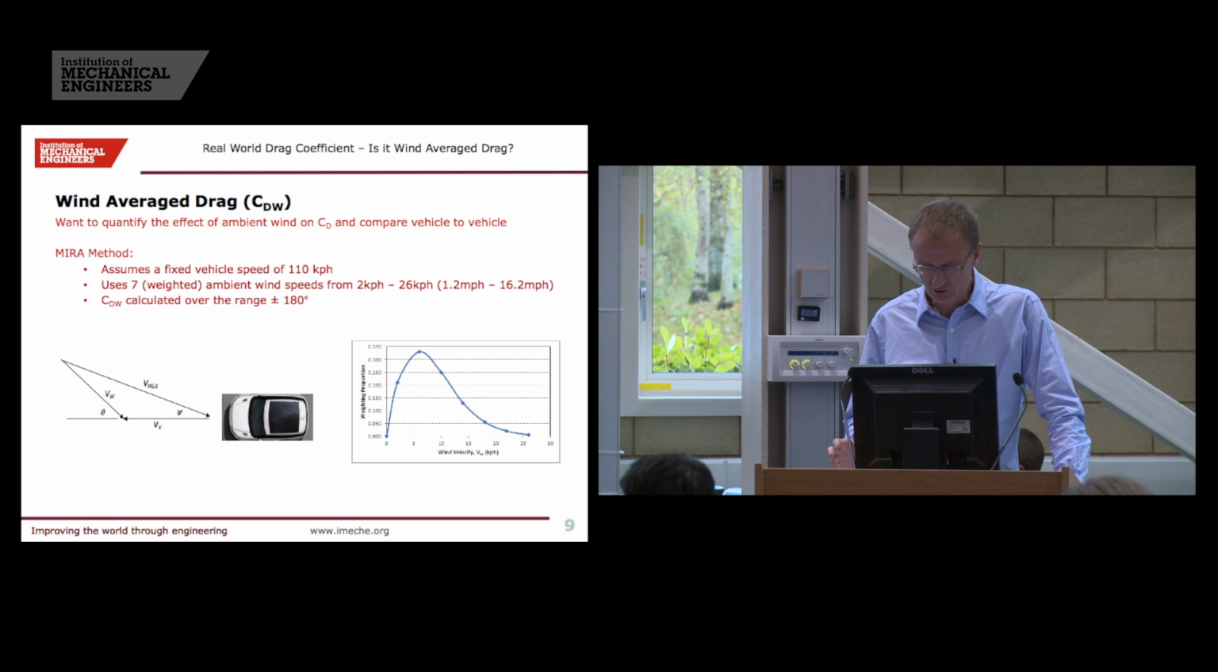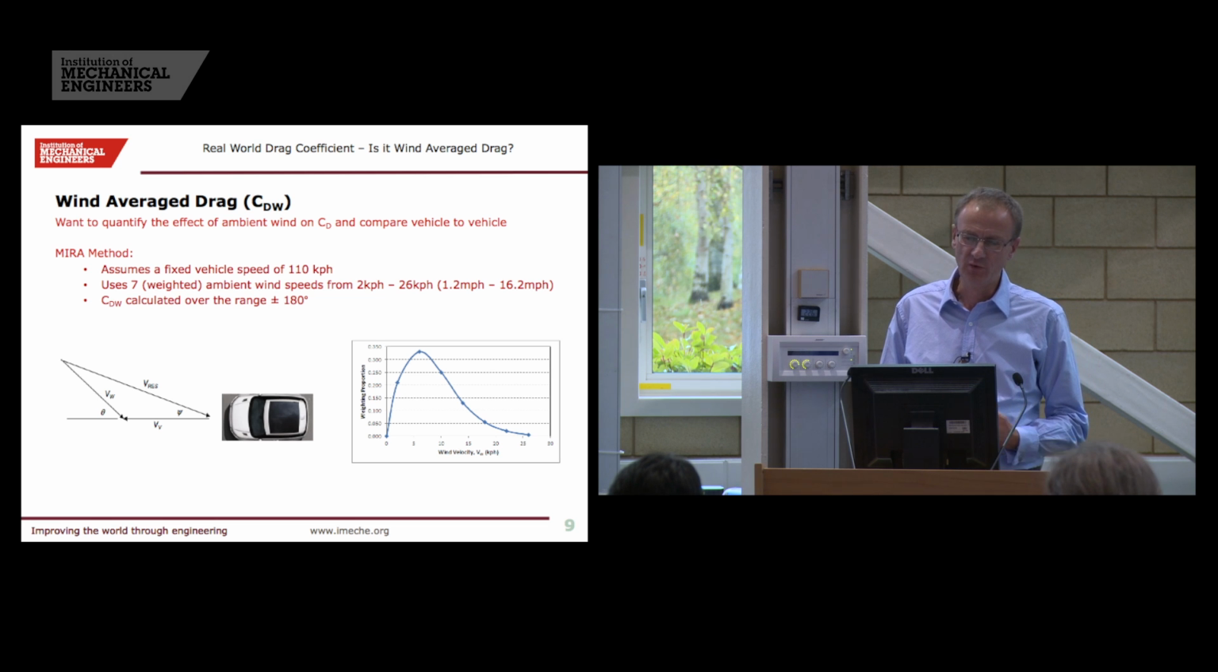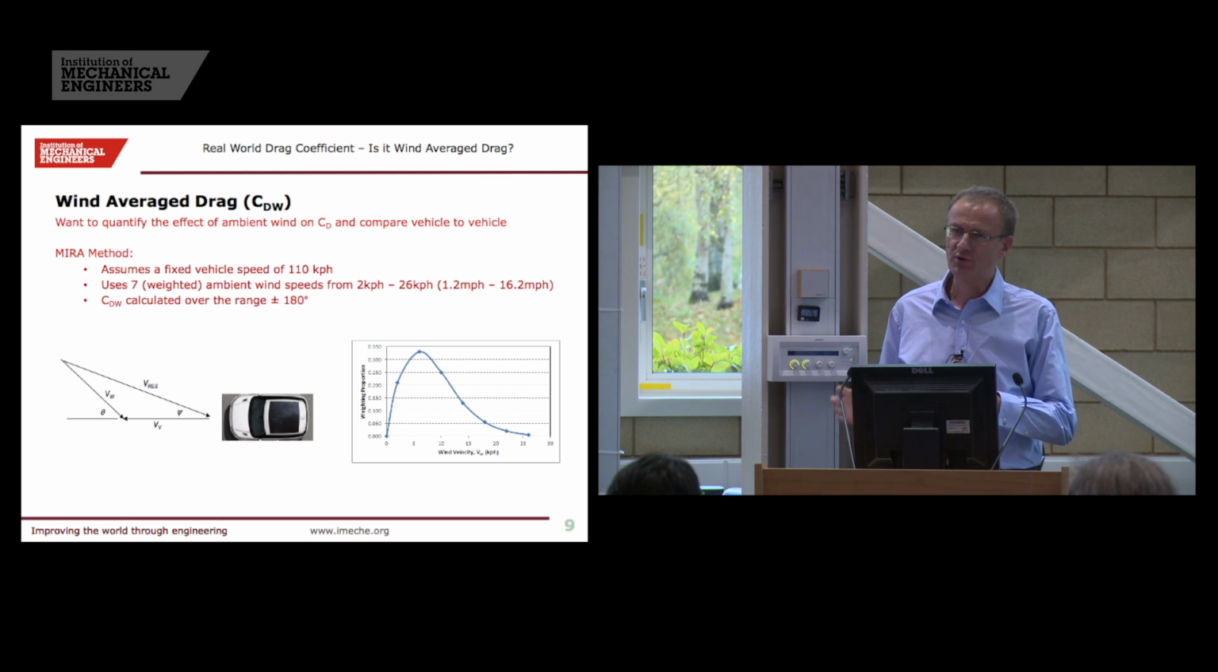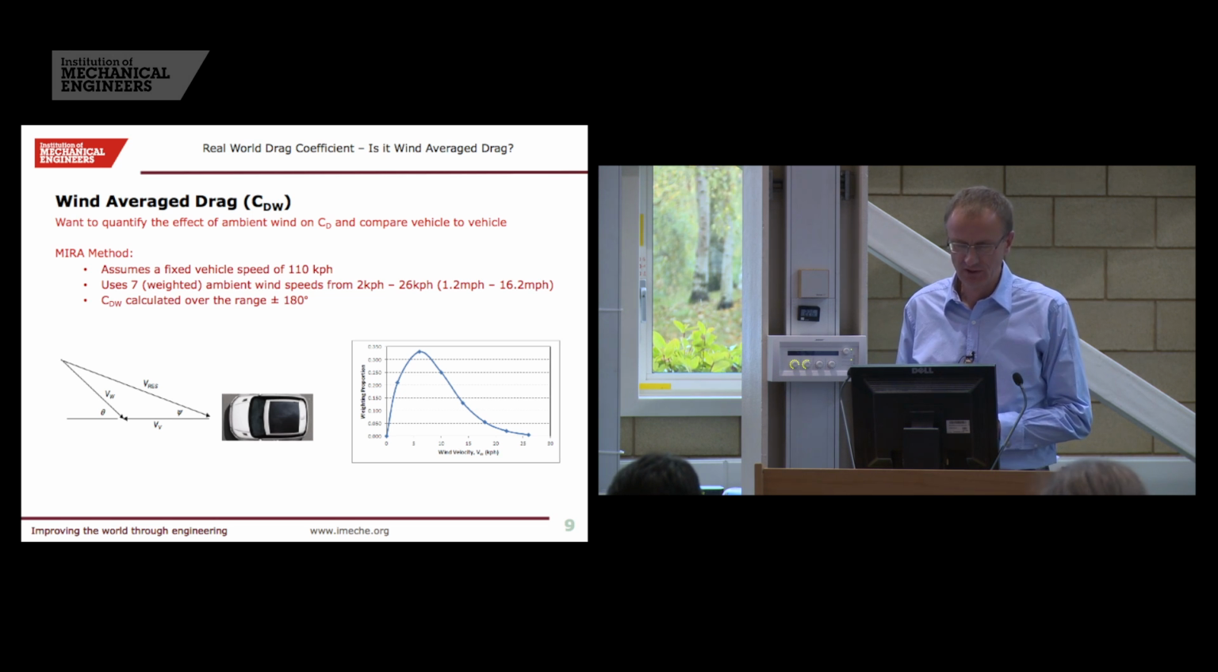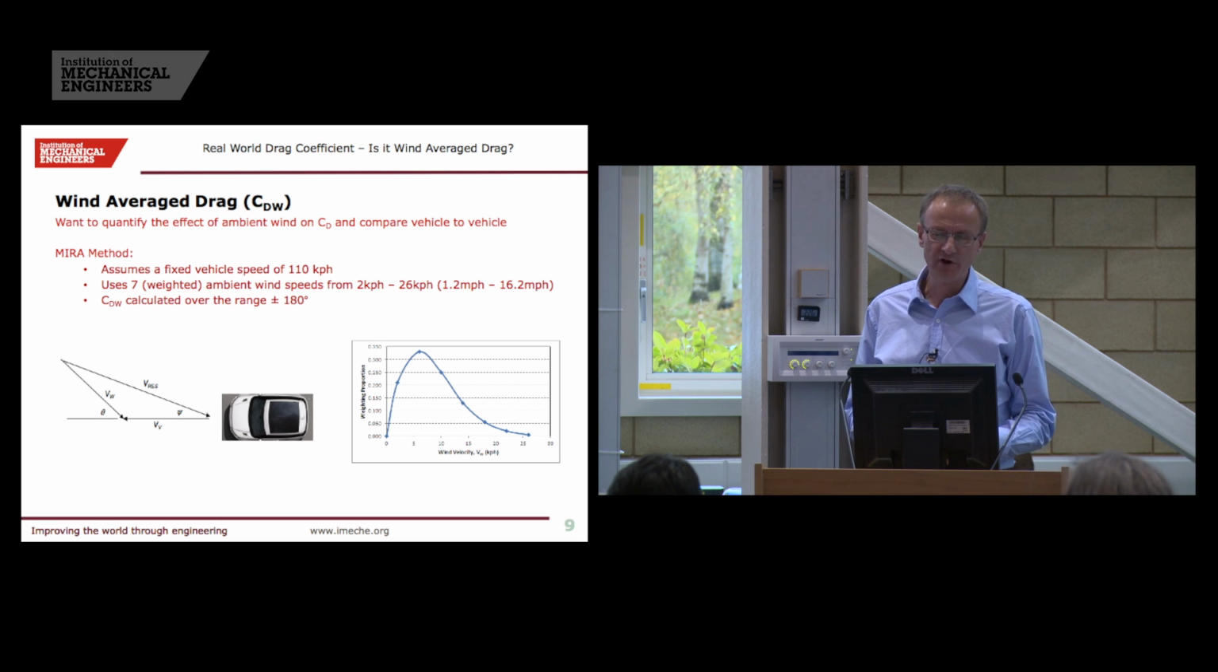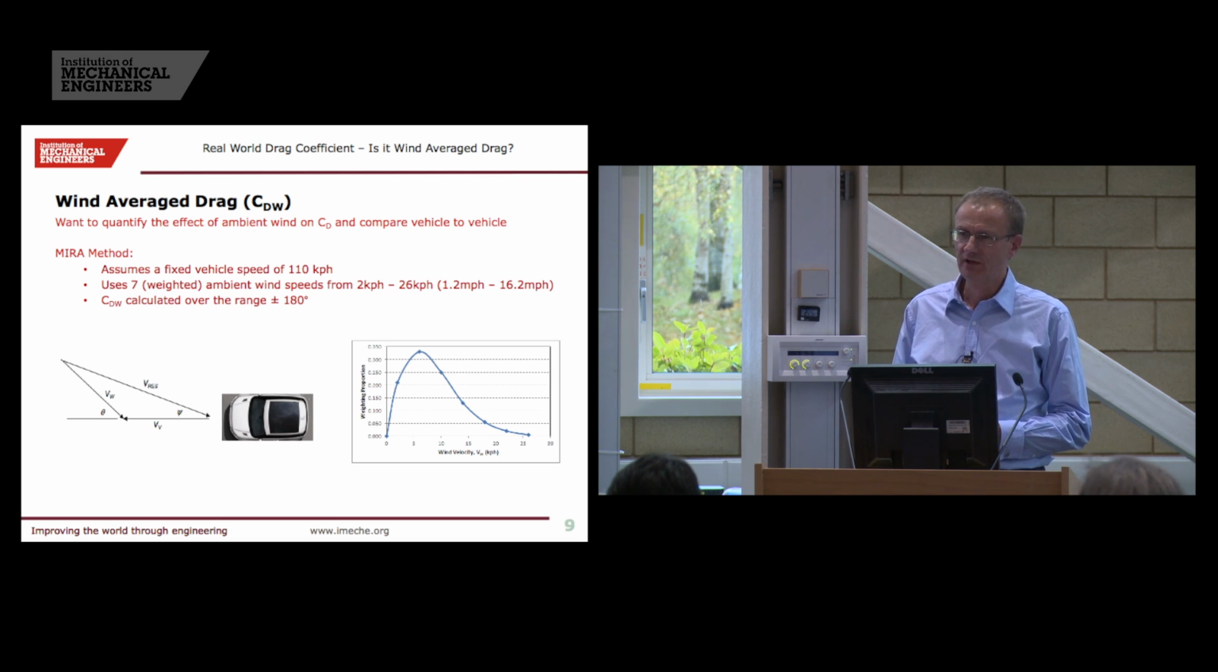So the motivation for this study was that I wanted to be able to quantify the effect of the ambient wind on drag and then be able to compare vehicle to vehicle. Now there are several wind average drag methods around, but I've picked the MIRA method because it's the more comprehensive. The other methods tend to only use a fixed wind speed, whereas the MIRA wind method uses a range of wind speeds.